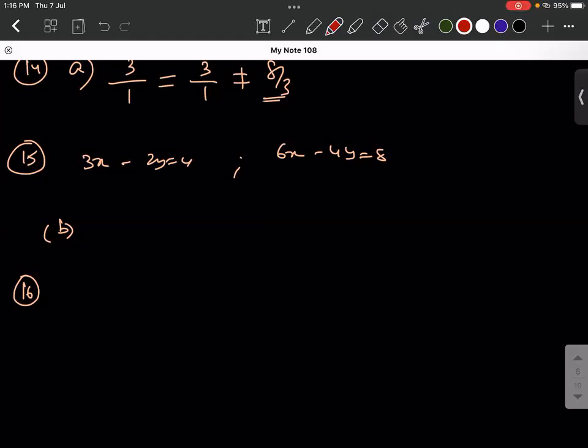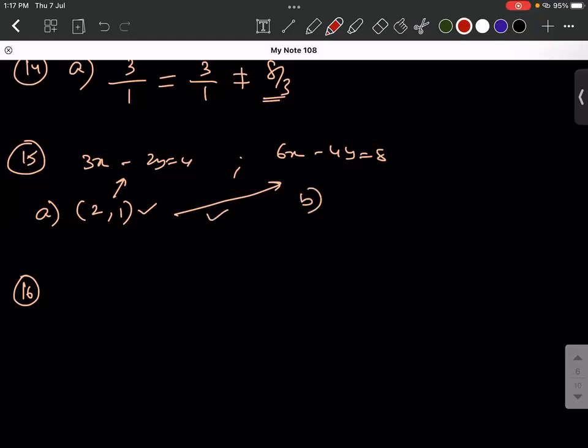But A is also satisfying, no? A is satisfying only. A is, see. A is there, no? 2, 1. So 2, 1, it is satisfying this, yes. Is it satisfying this? 12 minus 4, 8. It is satisfying, no?